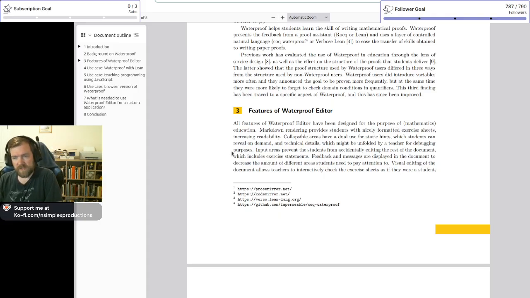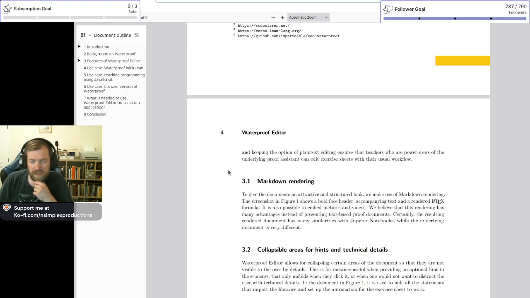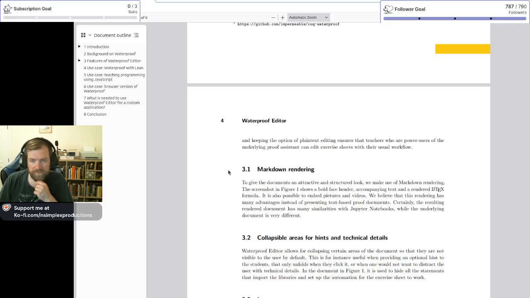Feedback and messages are displayed in the document to decrease the amount of different areas students need to pay attention to. Visual editing of the document allows teachers to interactively check the exercise sheets as if they were a student, and keeping the option of plain text editing ensures that teachers who are power users of the underlying proof assistant can edit exercise sheets with their usual workflow.